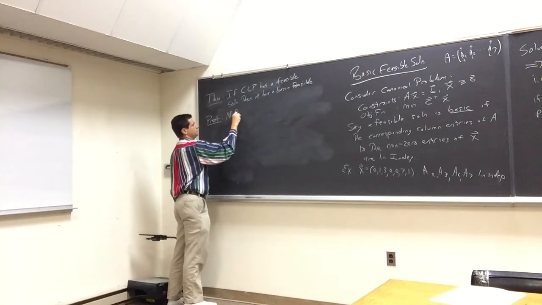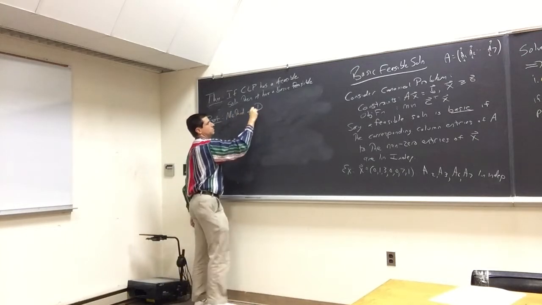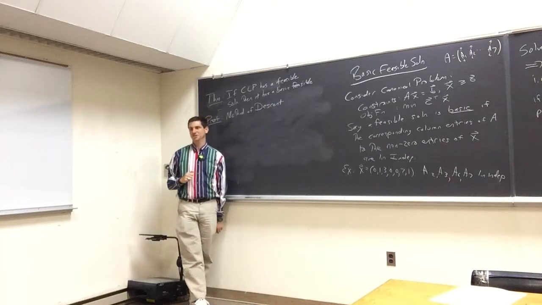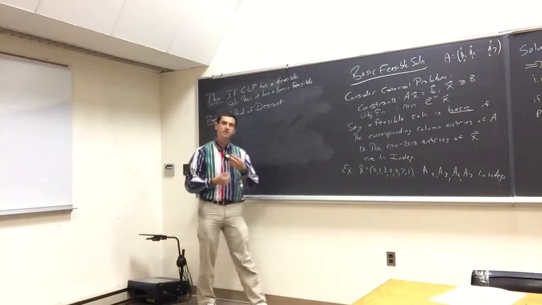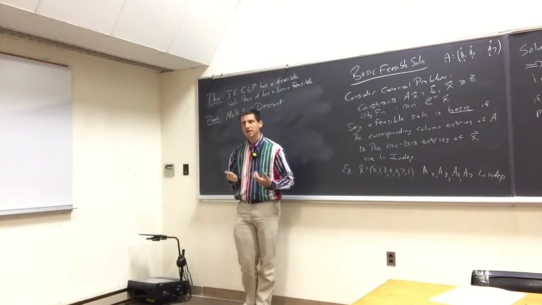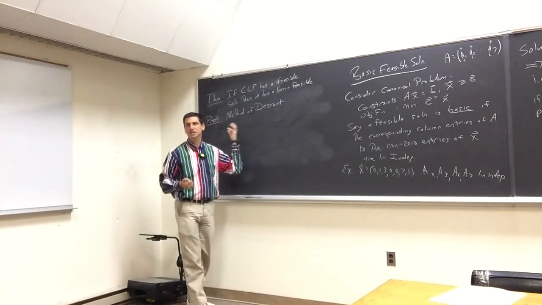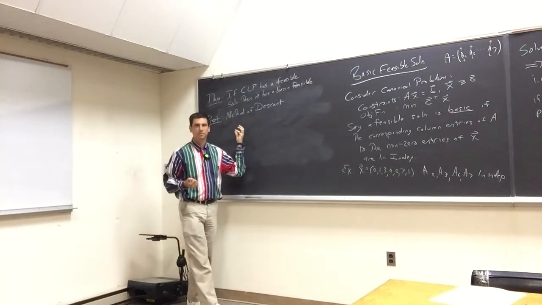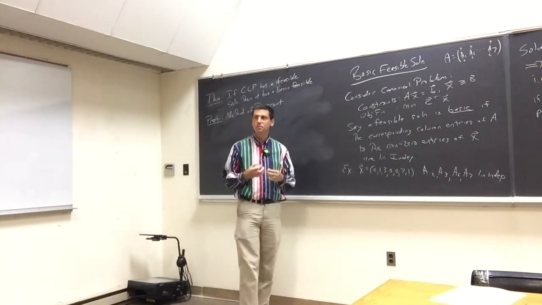It's the method of descent. This is why it's nice to be a number theorist. All right. We talked about the method of descent when we were looking at the square root of 2 being irrational. You can use the method of descent to look at Fermat's last theorem and related questions like that. Out of curiosity, how many of you have seen the method of descent in another class? Okay. Not too many. It's an extremely powerful technique.